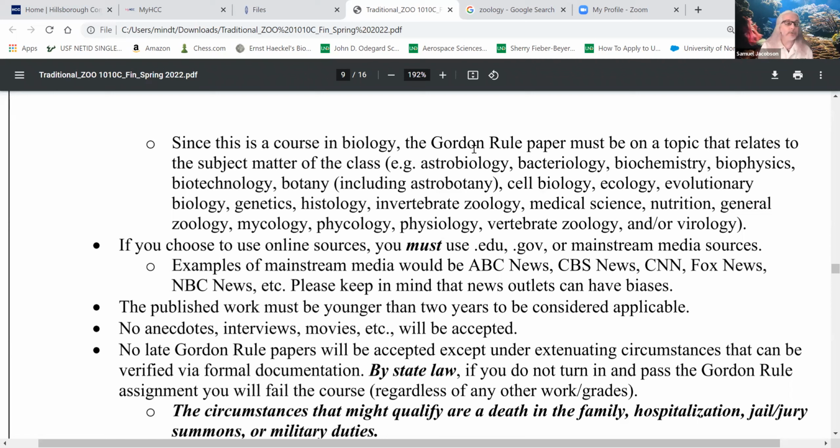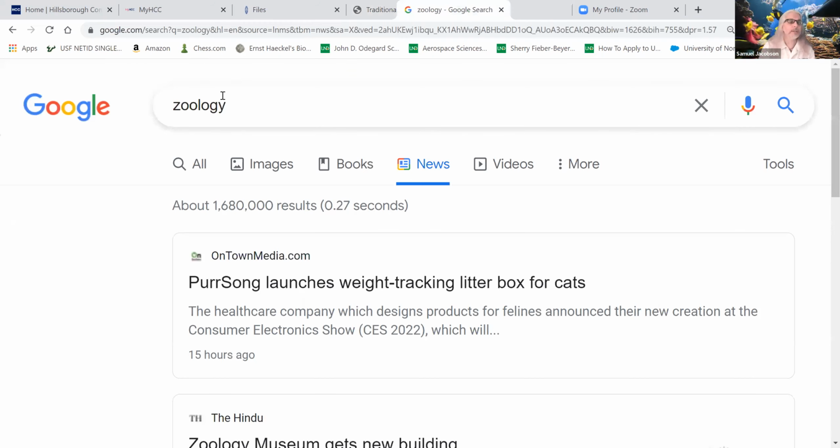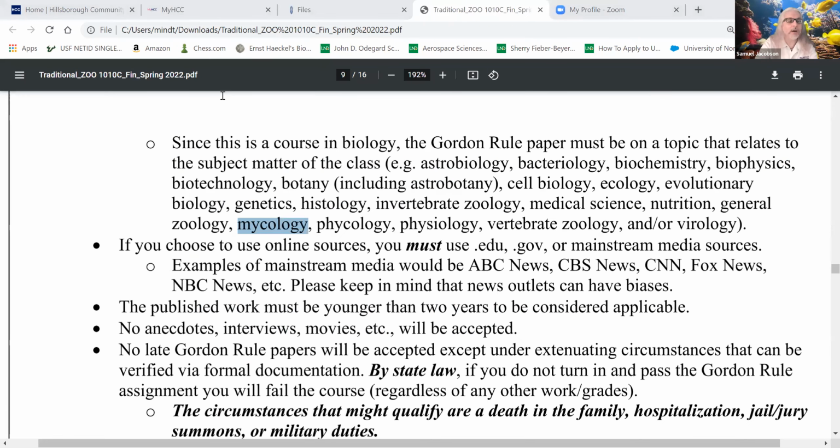So if you want to do mycology, fine. Go find 2 papers that relate to the zoology of mycology. I don't know, let's plug that in. Zoology of mycology. There we go. Okay, great. Let's see what we can find out. Mycology is an ever-expanding field. Go find out why. Phylogenomics.